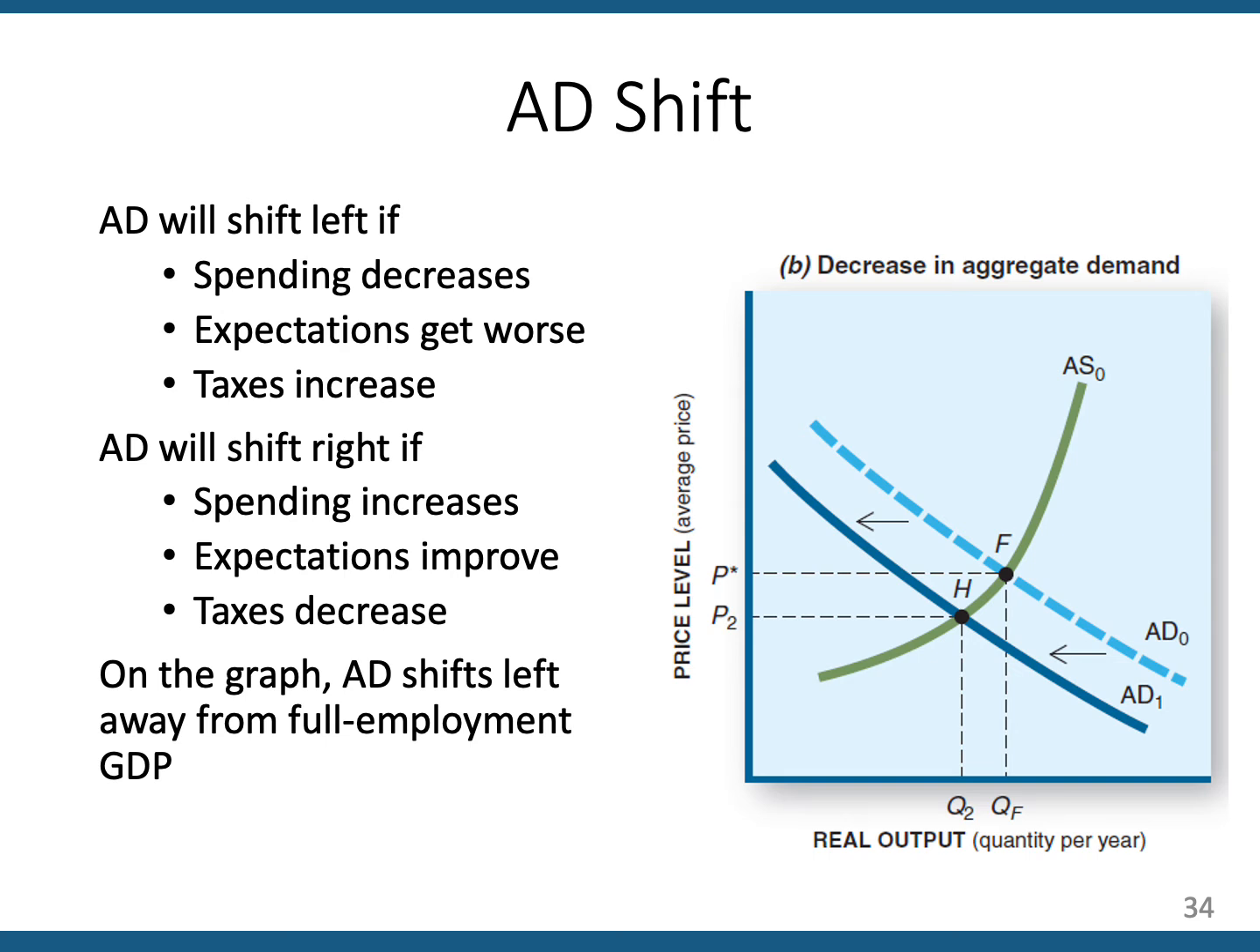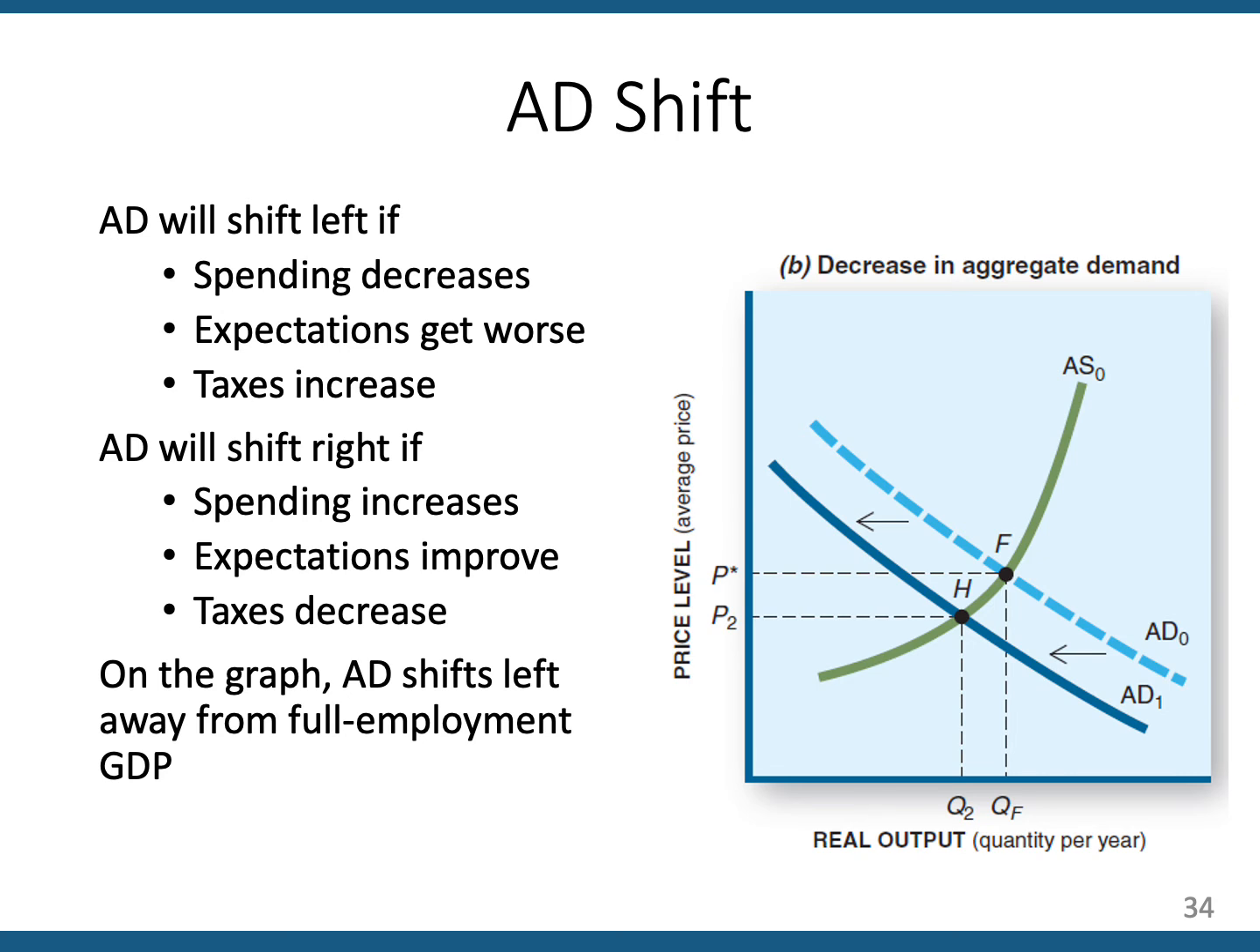Let's talk about what might shift the aggregate demand curve. The aggregate demand curve might shift to the left, so that will be a decrease in overall aggregate demand if spending decreases in the economy. So that could be either consumer spending decreasing on its own, or maybe caused by fiscal policy, or a decrease in government spending, which would be probably a form of fiscal policy. We'll talk about all that in the next chapter. But in general, if spending decreases, that's a shift in the aggregate demand curve to the left.